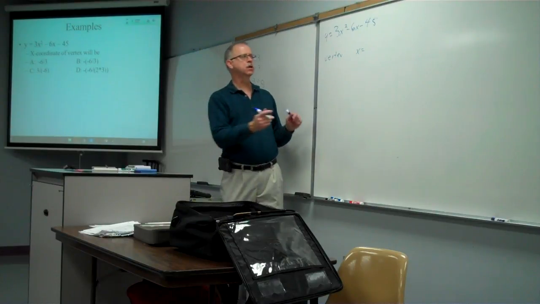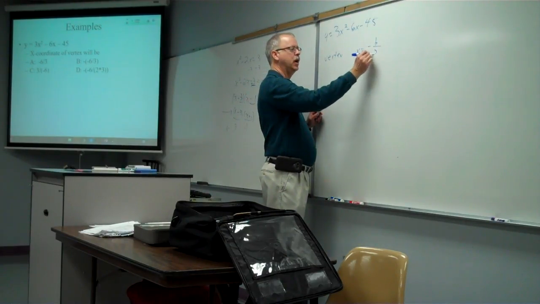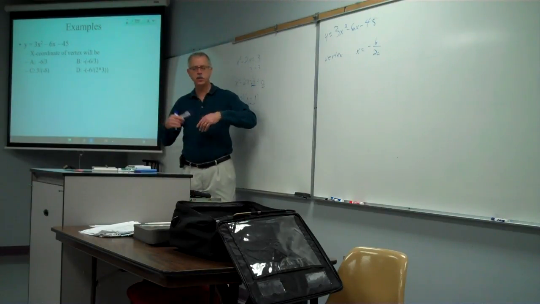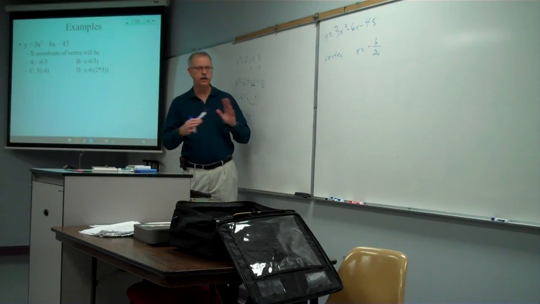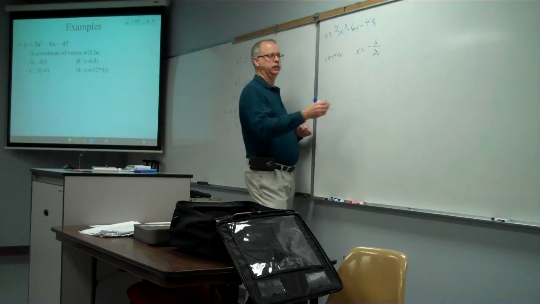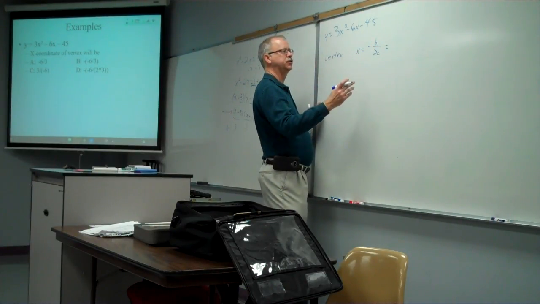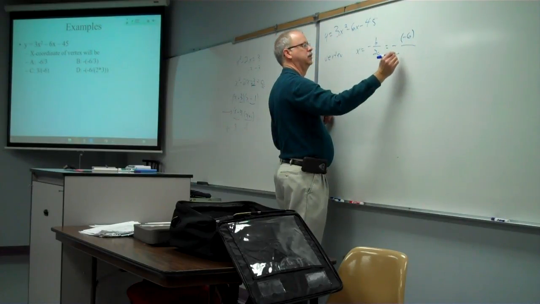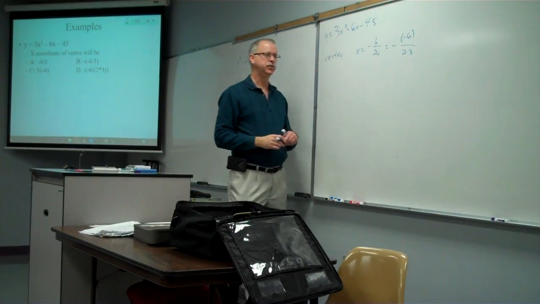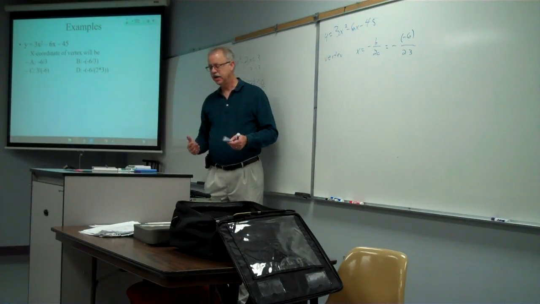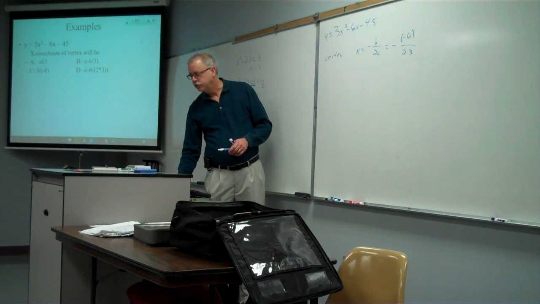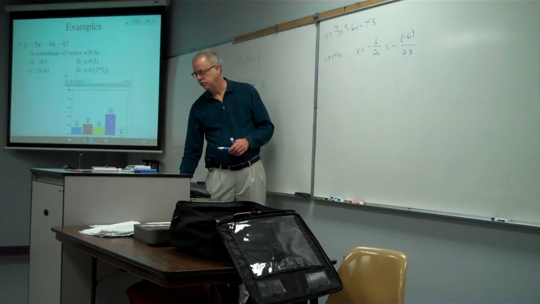In general, the x-coordinate of the vertex is negative b over 2a. The negative can be thought of in the numerator with b or with the whole fraction. Where we put the negative isn't a major concern here. So we've got b is negative 6, 2a is 2 times 3. So we've got the negative of negative 6 over 2 times 3. Of our choices, that's d.